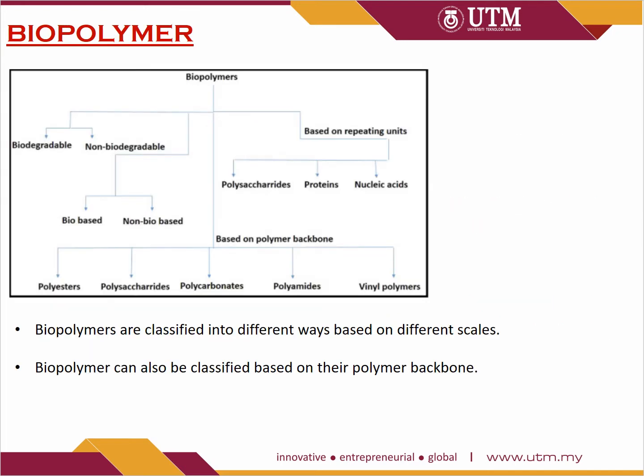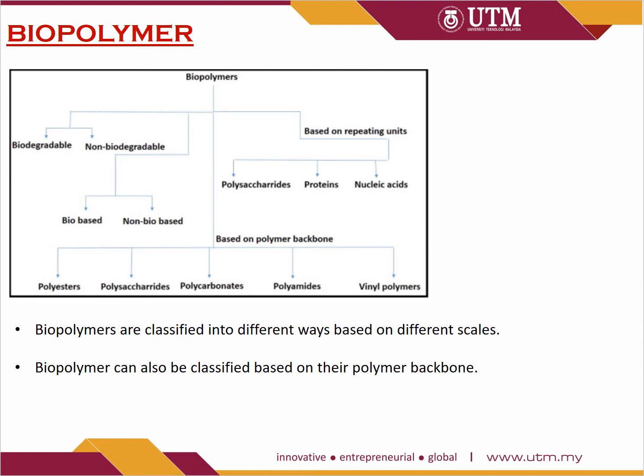So next, biopolymers are classified in different ways based on different scales. Based on their degradability, biopolymers can be divided into two broad groups, namely biodegradable and non-biodegradable, and alternatively into bio-based and non-bio-based biopolymers, as shown in the slide. On the basis of their polymer backbone, biopolymers can be classified roughly into the following groups: polyesters, polysaccharides, polycarbonates, polyamides, and vinyl polymers. These groups are again classified into several subgroups based on their origin.